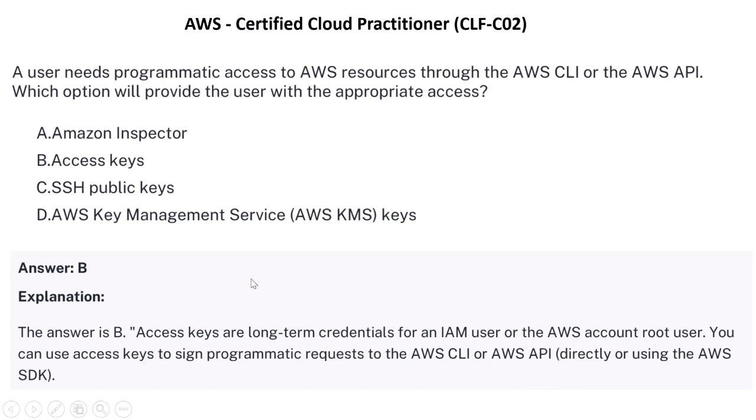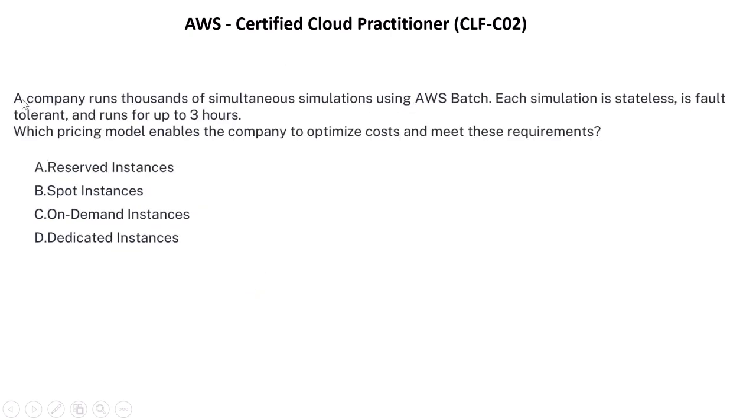Next question. A company runs thousands of simultaneous simulations using AWS Batch. Each simulation is stateless, is fault tolerant, and runs for up to 3 hours. Which pricing model enables the company to optimize costs and meet these requirements? Option A, reserved instances. Option B, spot instances. Option C, on-demand instances. Option D, dedicated instances.